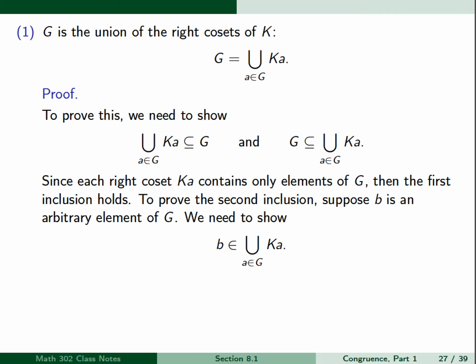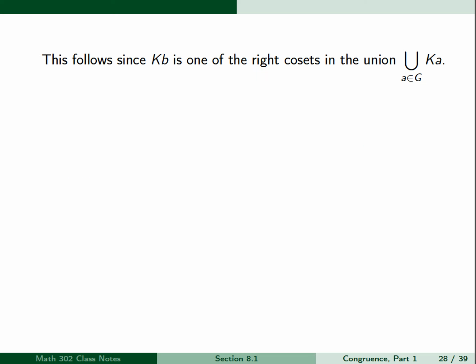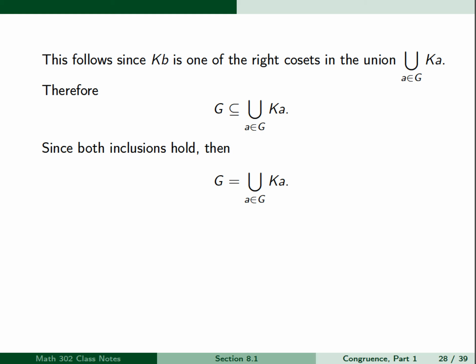We then need to show that b belongs to that union of the right cosets. By the above remark, we know that b is an element of its coset Kb. And this coset is a subset of our union, since Kb is one of the right cosets in the union. So b is an element of G, so Kb is one of the subsets that we're taking the union of. Therefore, G is a subset of this union. Since both inclusions hold, G is equal to the union of the right cosets. And this proves part 1 of the theorem.